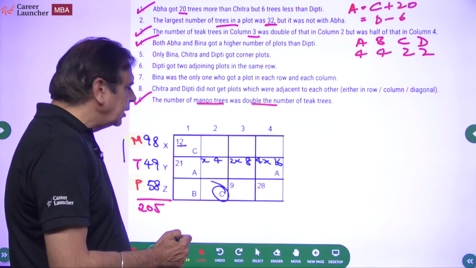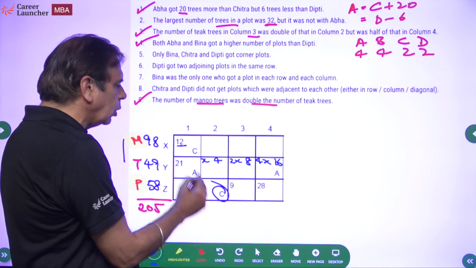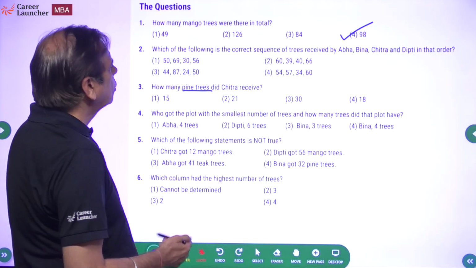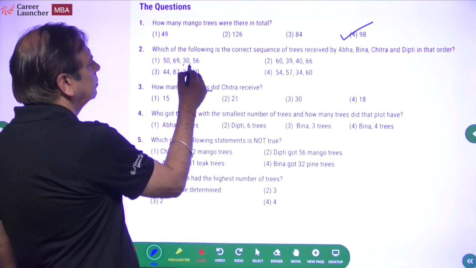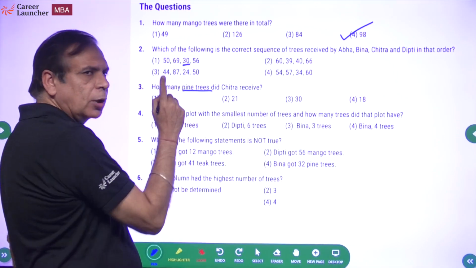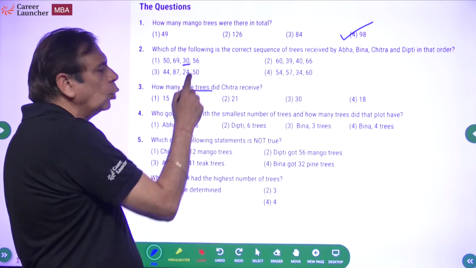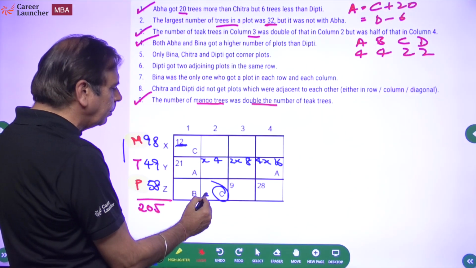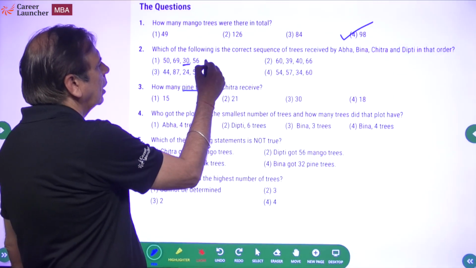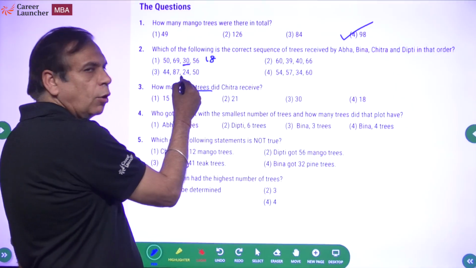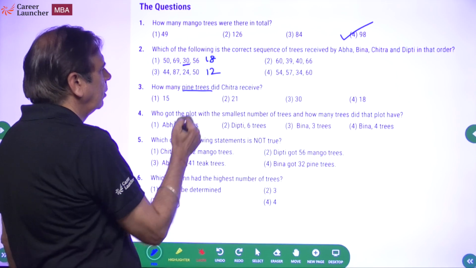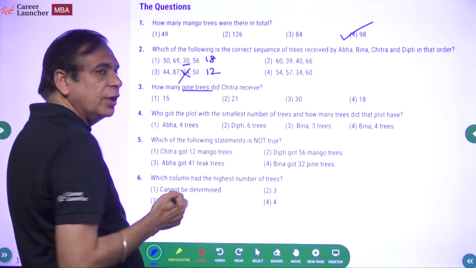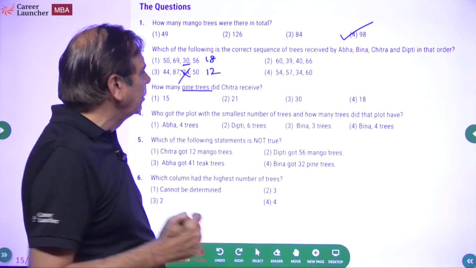In this plot, how many can Chitra get? If in X1 she's got 12, let's go to the choices. This is Chitra. In one plot, Chitra has got 30. In 2 plots, Chitra has got 30. This plot is 12. That means the remaining plot is going to be 30 minus 12, 18. 24 minus 12 will be 12. So, which is not possible because no 2 plots have the same number of trees.